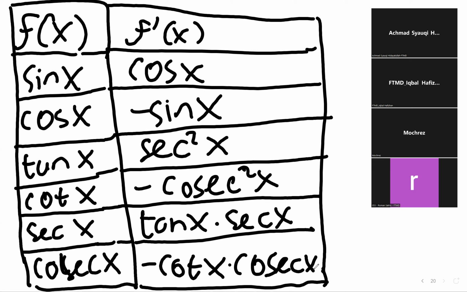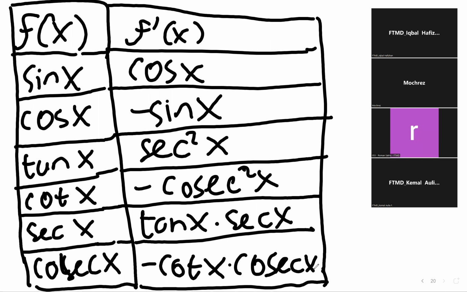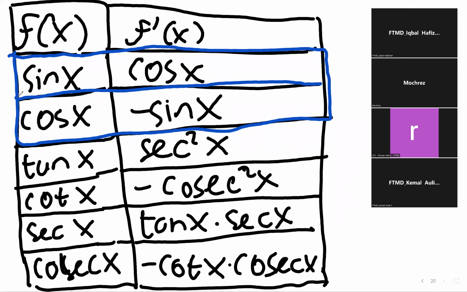for the derivatives of trigonometric functions. Of course, you do not need to remember all of this, but at least you have to know the derivative of sine x is cosine of x, and the derivative of cosine x is minus sine x. Other formulas can be derived easily by using the quotient rule, the definition of other trigonometric functions, and the trigonometric identities as well.